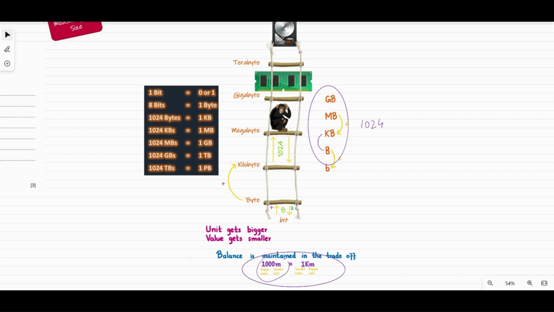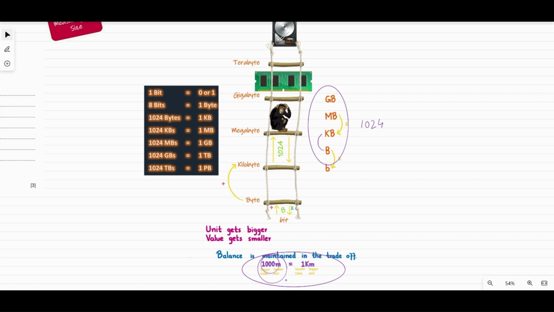If you look at the left hand side, 1,000 meters, 1,000 is the bigger value and the unit is smaller. When we convert it into kilometers, we do the division process. We divide it by 1,000 because there are 1,000 meters in 1 kilometer. So that gives us 1 kilometer. I have said balance is maintained in the trade-off. Trade-off means you have eaten up 1,000 and have produced 1 kilometer.